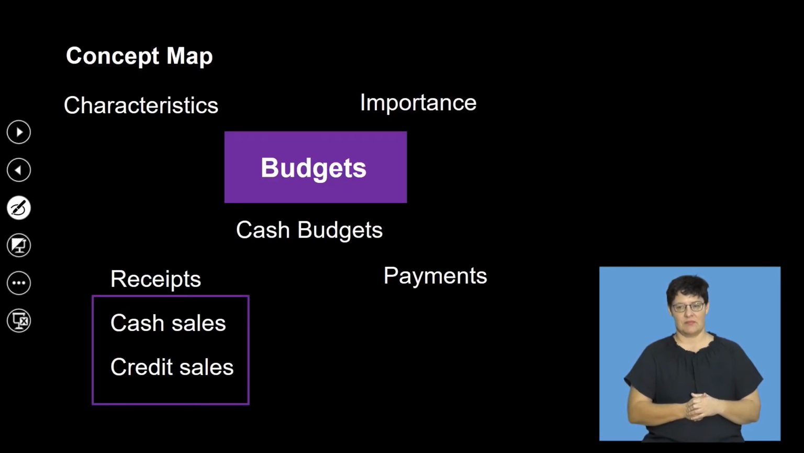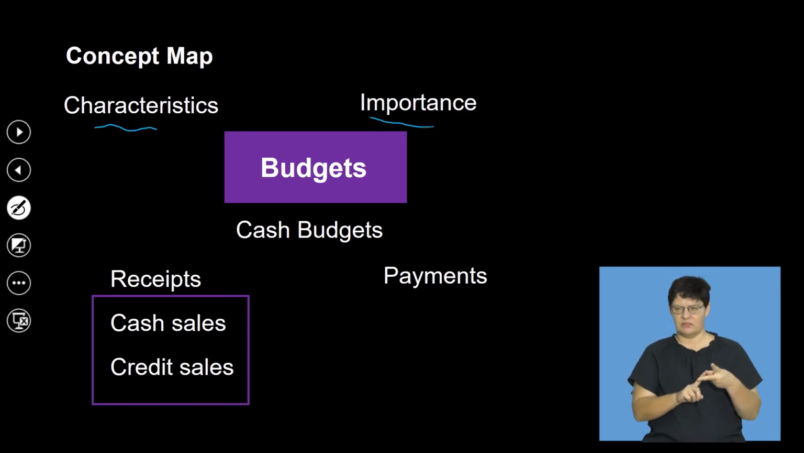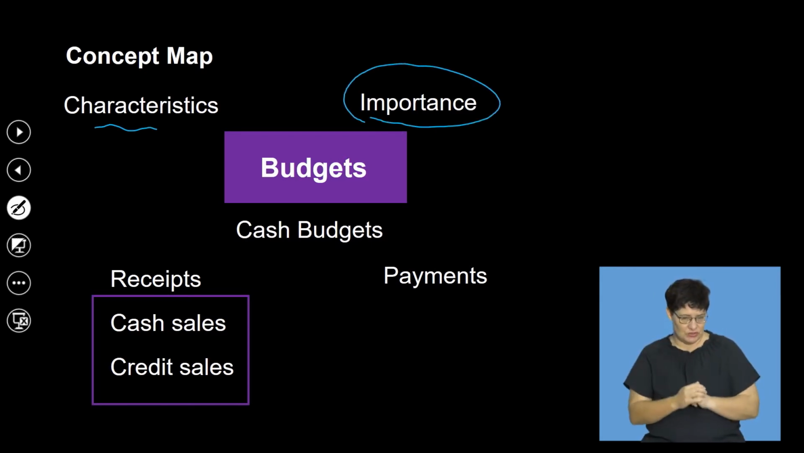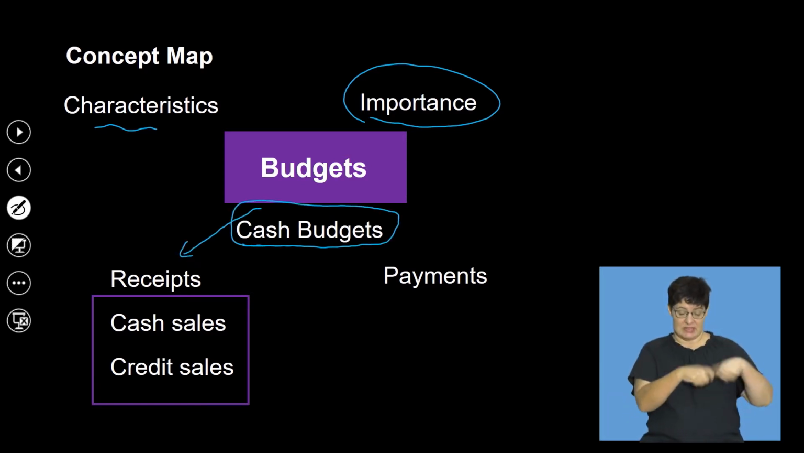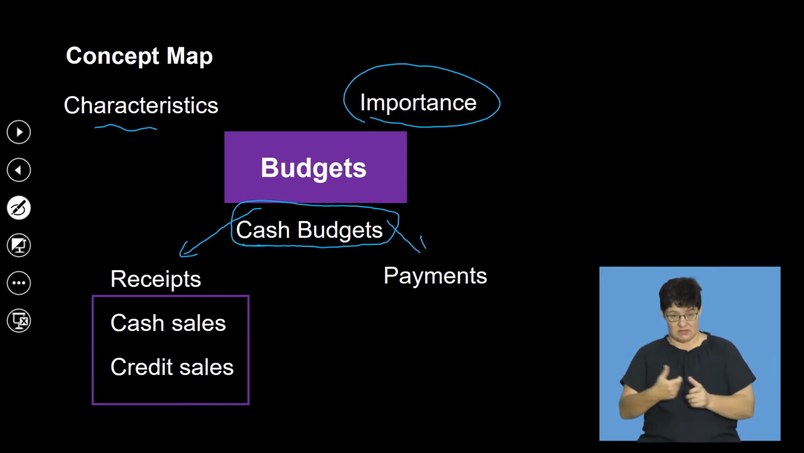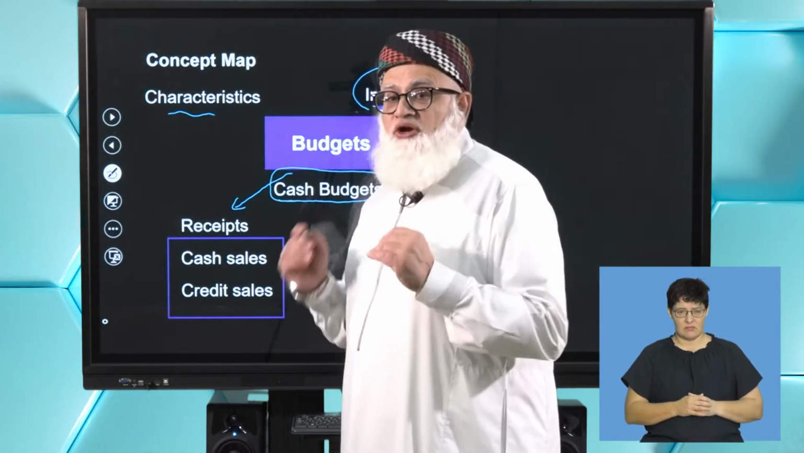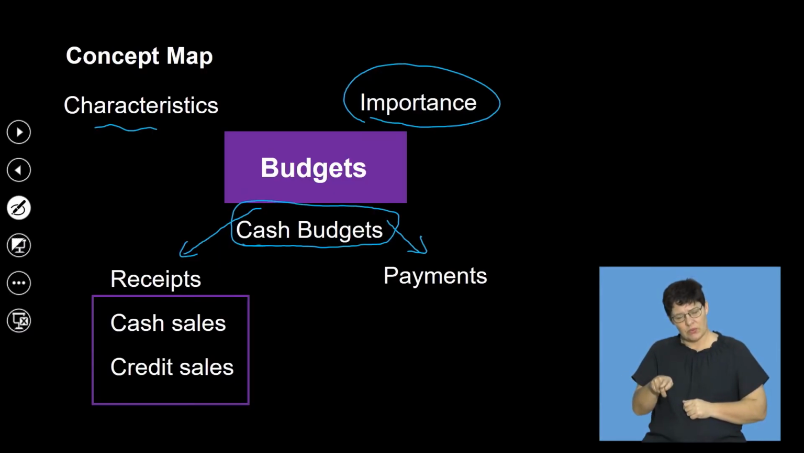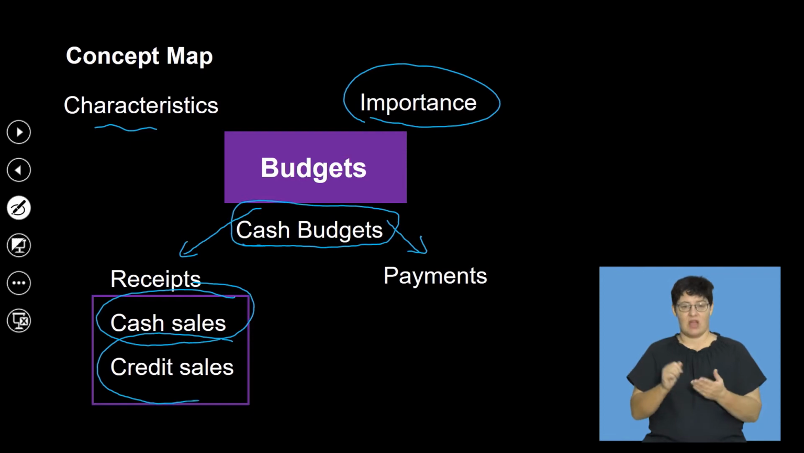Now if you look at our budget, we've dealt with the characteristics, we've dealt with the importance, right? When we're looking at the cash budget, remember the two components. One would be your receipts and the other would be your payments. Got it? Now, when you're looking at your receipts, what do you focus on? You focus on the two items, namely your cash sales and your credit sales.